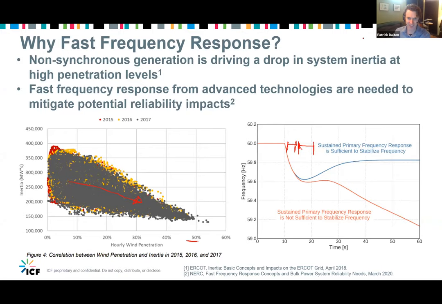My experience is more on the distribution side, so there are probably people on the line that have a lot deeper experience on this bulk system stability concept, and I would welcome any other thoughts there.